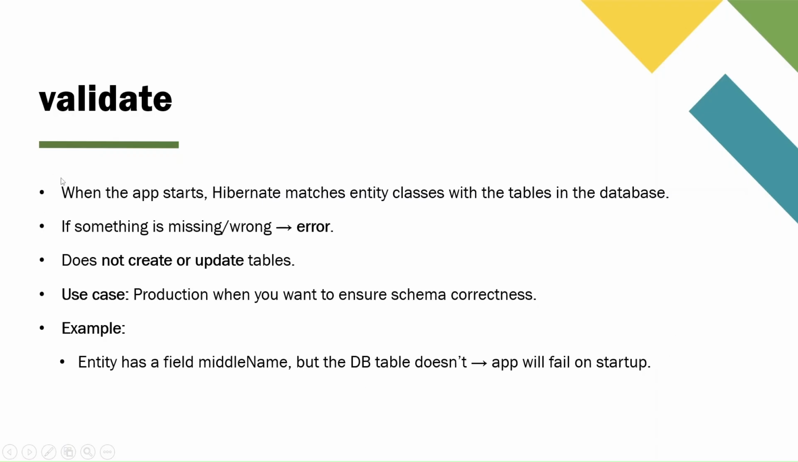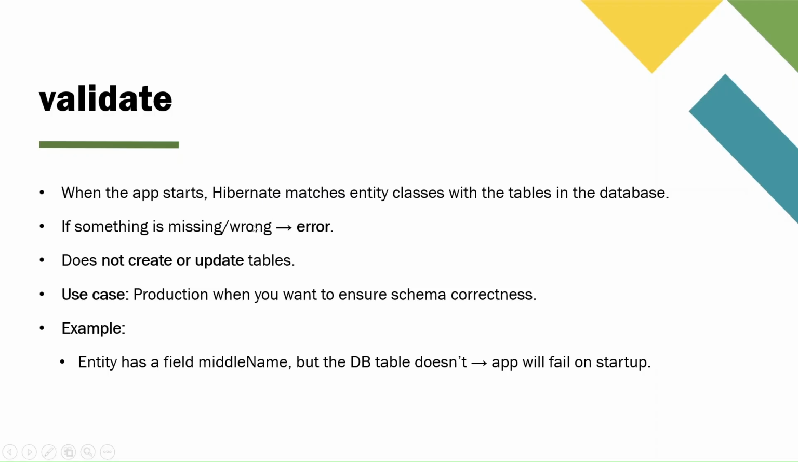So now let's read this. When the app starts, Hibernate matches entity classes with the tables in the database. Correct? It is correct. Whatever is mentioned in the entity must be present in the tables. If something is missing or wrong, it will throw an error. Missing means we had declared the middle name property in our entity, and it was missing in the table. So we got the exception.